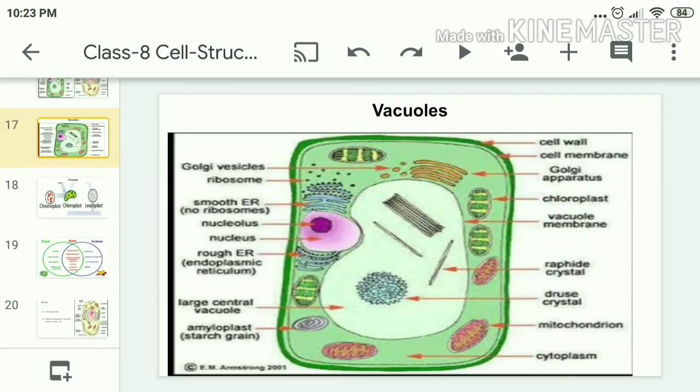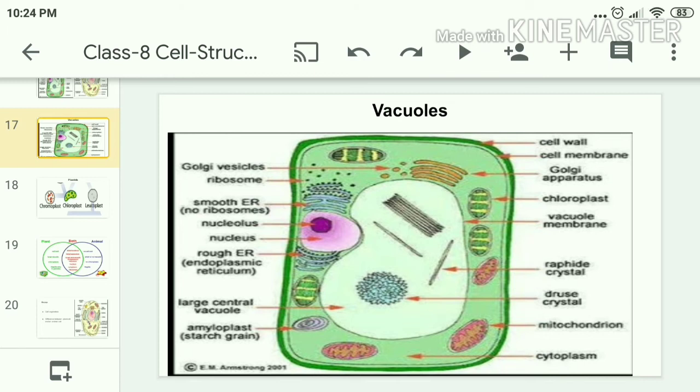Vacuoles. Vacuoles are present in plant cells and only in some animal cells. Vacuoles are membrane-bound sacs for storage, digestion, and waste removal. They contain water in which food, waste products, pigments, and other substances are dissolved. Contractile vacuoles are generally present in freshwater unicellular organisms. They help in the removal of excess water.